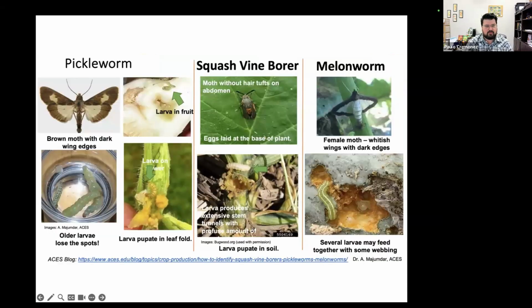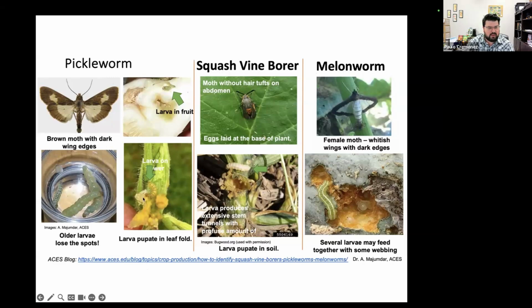Okay, so here we have 3 different species of Lepidopterans. We have the pickleworm, squash vine borer, and the melonworm. So they are very characteristic. Pickleworms are the most seen species in the Southeast. They have this brown moth. You can see them flying around the system.